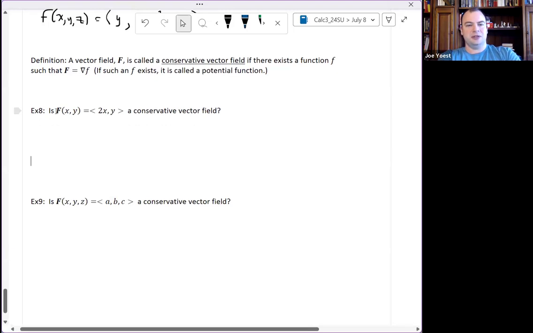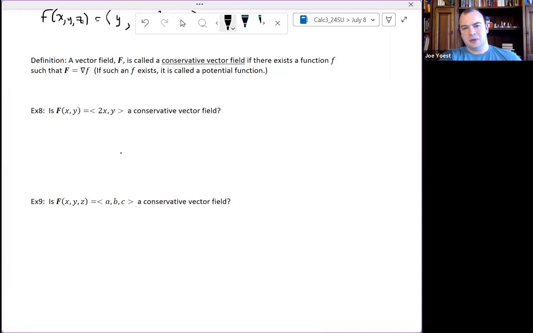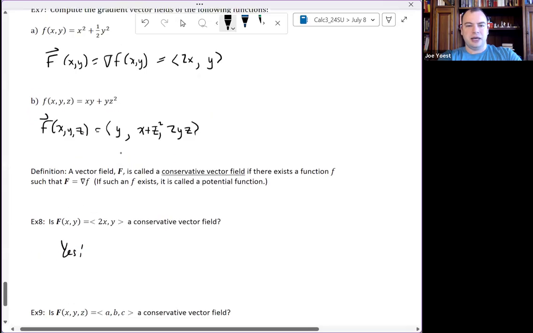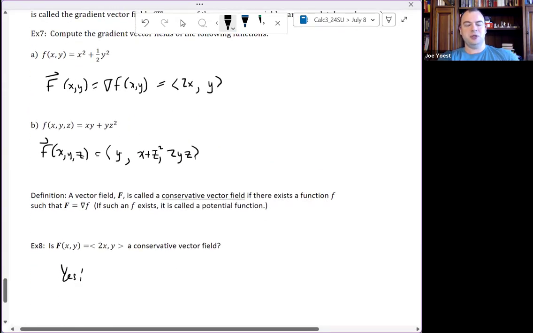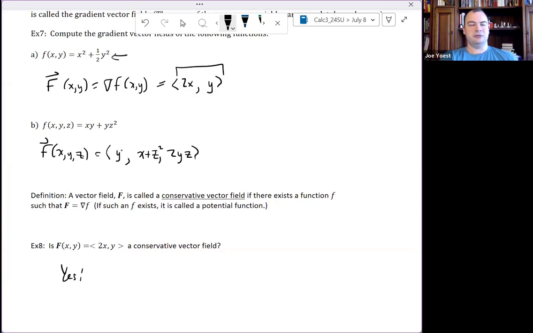So example 8 is F of x, y equals 2x comma y, a conservative vector field. And we haven't talked about how to test a given field to see whether it is, but here we can clearly see yes. And of course, the reason is we just computed that this field is the gradient vector field of this function. This vector field is grad f, where little f is x squared plus 1/2 y squared.